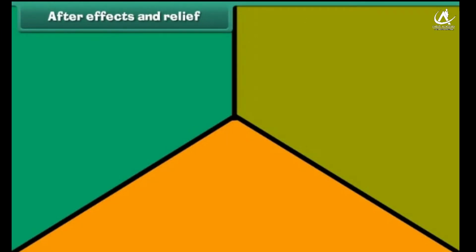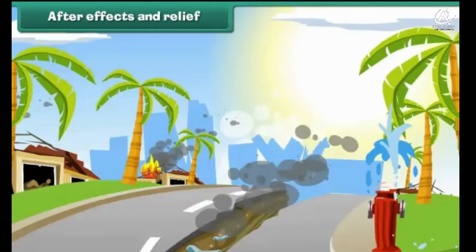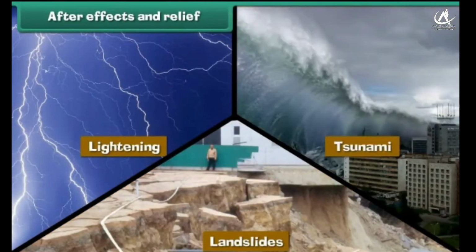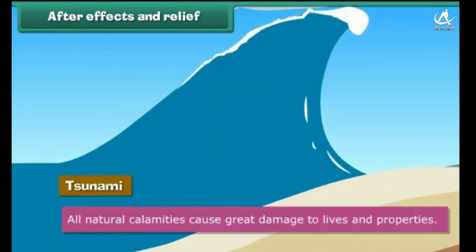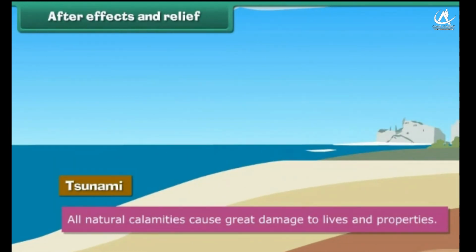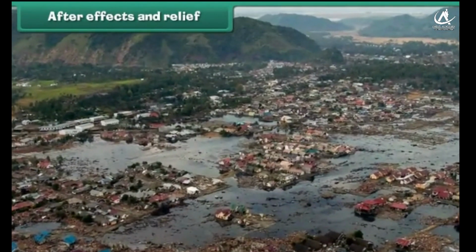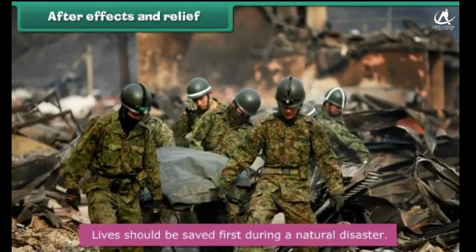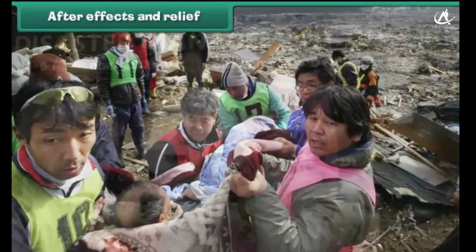After effects and relief. Floods, droughts, storms, earthquakes, lightning, landslides and tsunami all are natural calamities. They cannot be prevented. They cause great damage. This results in tremendous losses. It is very important to remember that when such calamities occur, lives must be saved first, and then only an attempt to prevent the damage to other important things should be made.